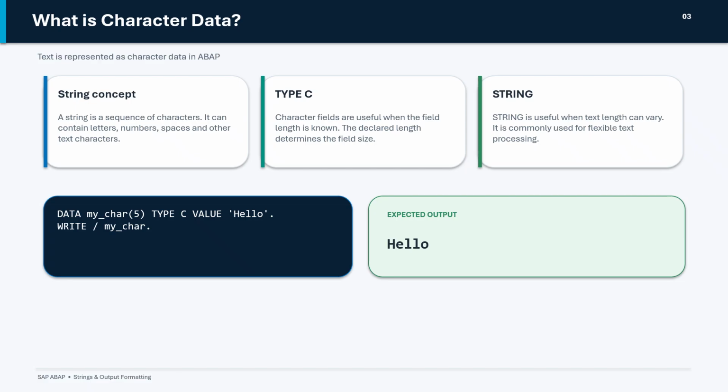We can also use a string when the length of the text can vary. The important point to remember is that type C is useful for fixed length character fields, while string provides more flexibility for variable length text. See here, it's a fixed length, character 5, and it only allows 5 characters like this. In case the length is not fixed, then you can use string.